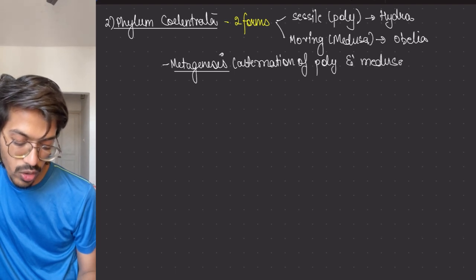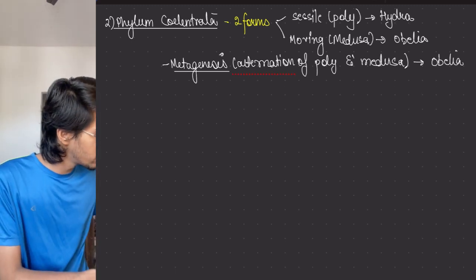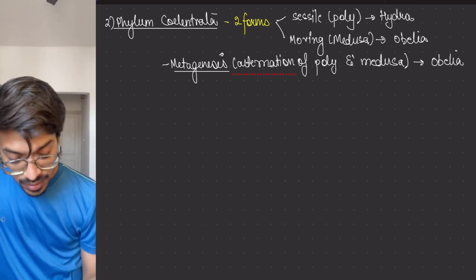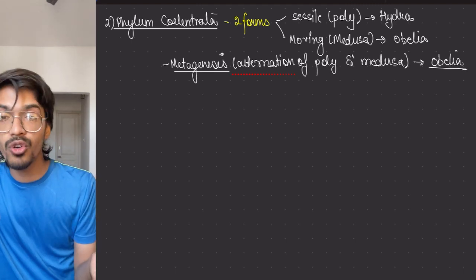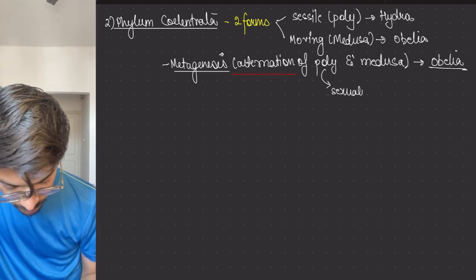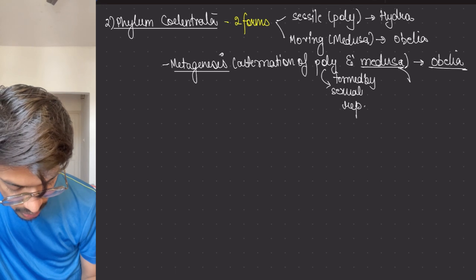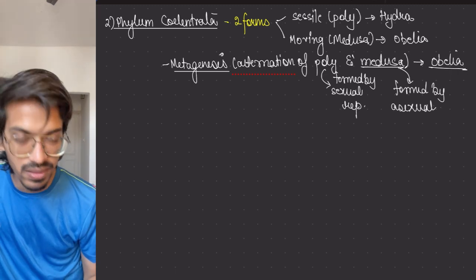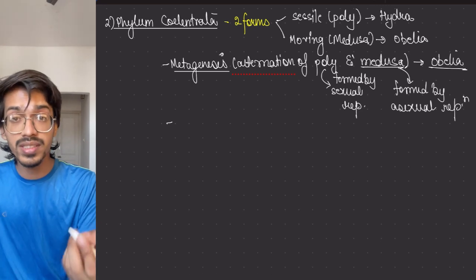Now here comes an important question, that it is seen in the case of Obelia. What you have to remember about this is that there the polyp form is formed by sexual reproduction, and the Medusa form is formed by asexual reproduction, that is mostly budding. Okay, asexual reproduction.